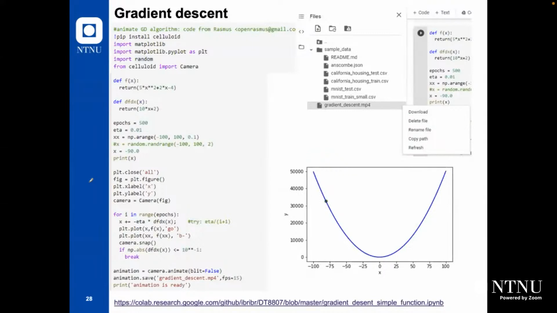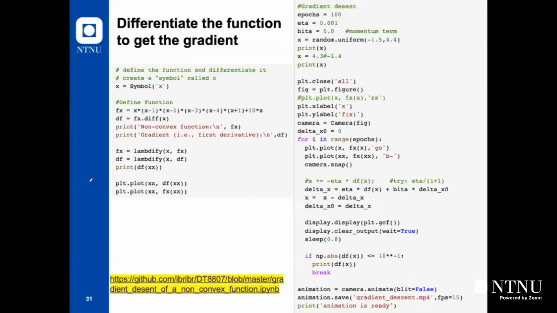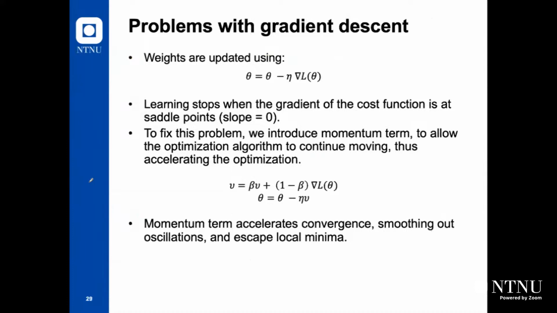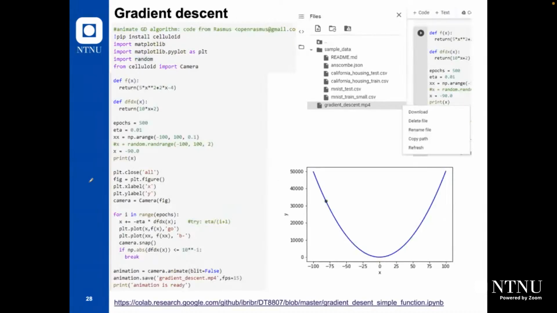So now we have this example, and it's a very, very simple example, in fact. I can share the link with you, so you can just run it, for example. So we have here a function, and this function is 5x squared plus 2x minus 4, as you can see here. So this function is f of x equals 5x squared plus 2x minus 4.